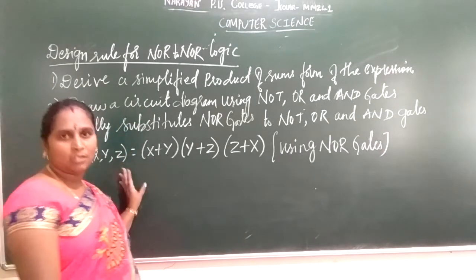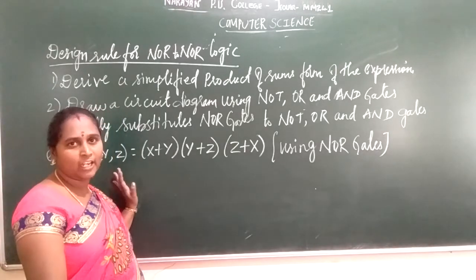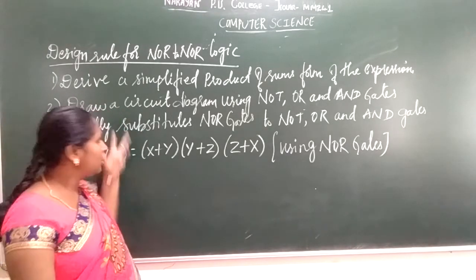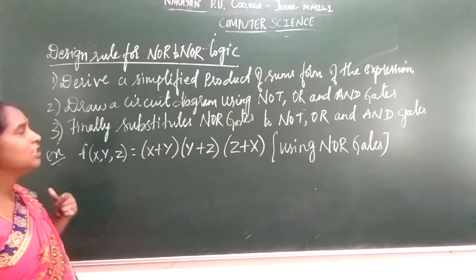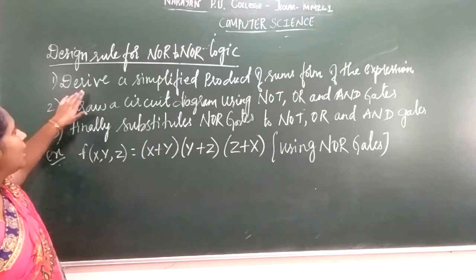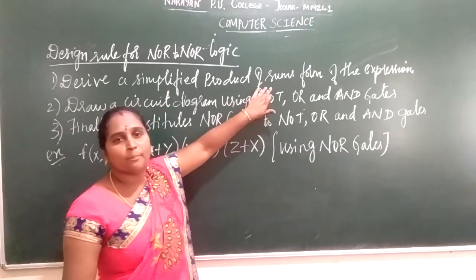The same rule is used in your NOR gate. There are three rules. The first rule is changed for AND and NOR gates. Here it should be in the form of product of sums, POS.